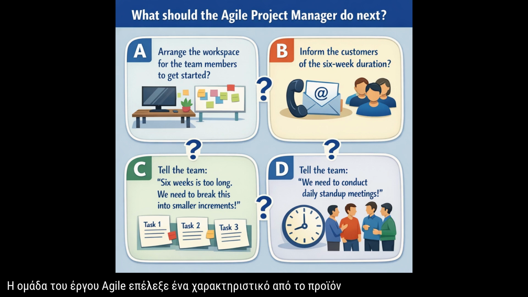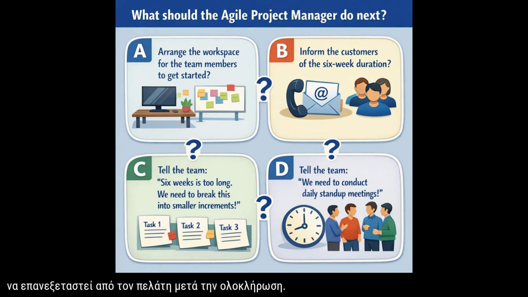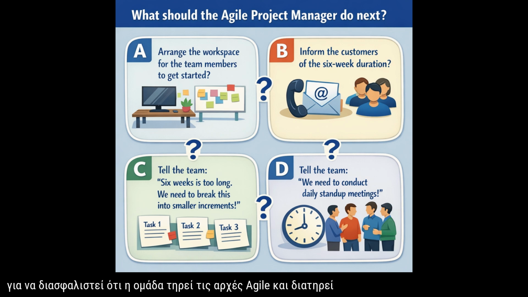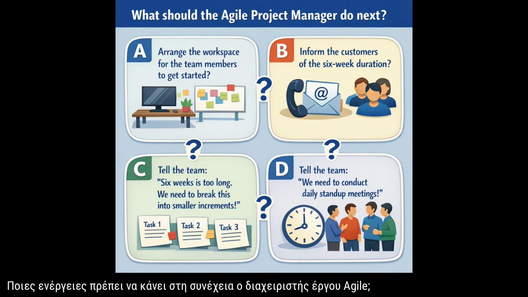The Agile project team has chosen a feature from the product backlog to work on. The feature is estimated to take 6 weeks to complete and will be reviewed by the customer upon completion. The Agile project manager must determine the best next step to ensure the team adheres to Agile principles and maintains an efficient workflow. What actions should the Agile project manager take next?